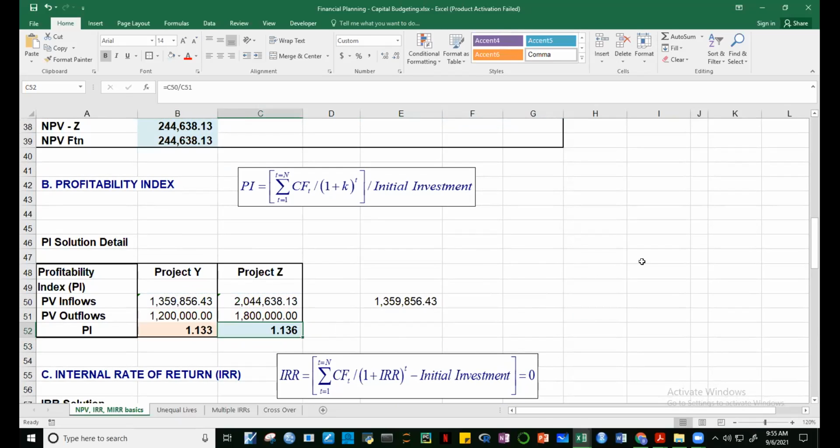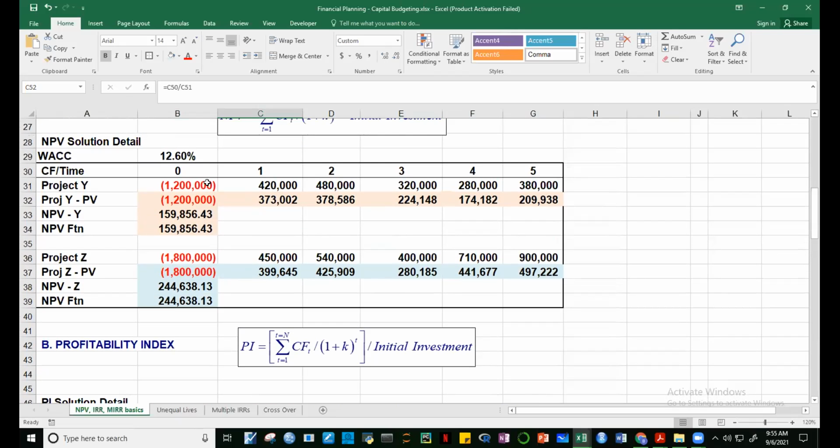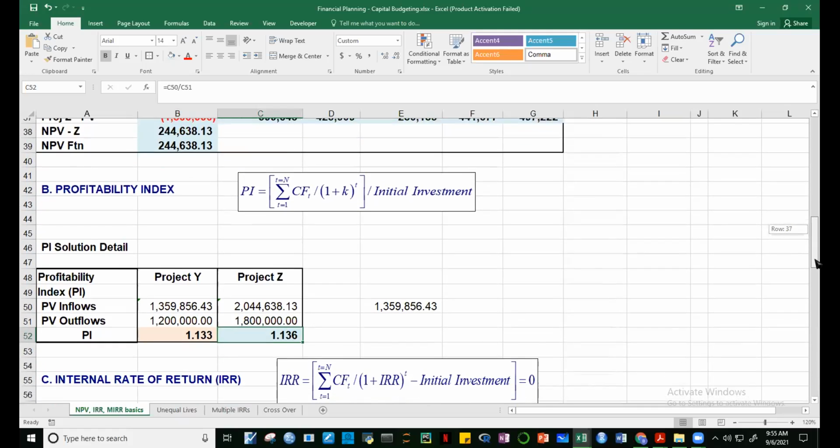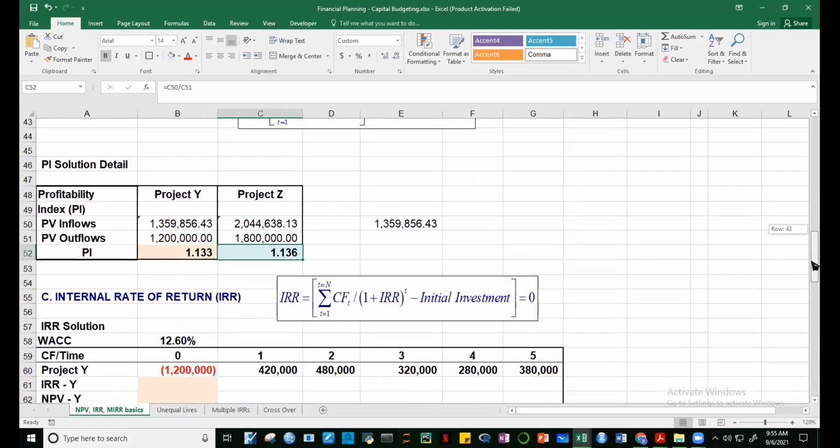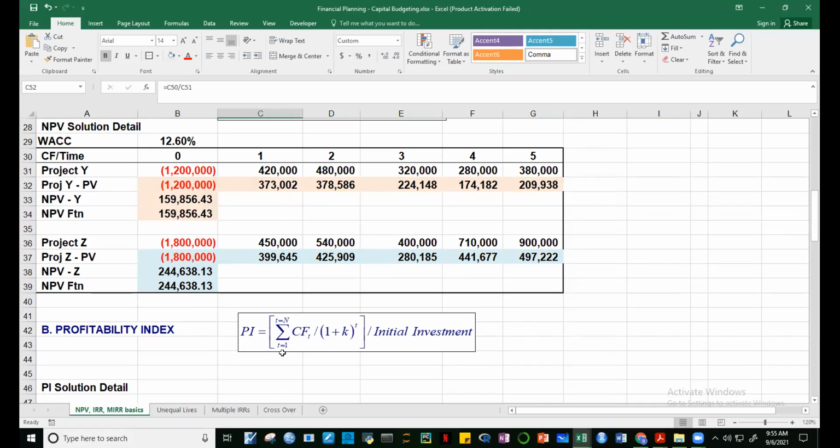Okay. Take a look at that, guys. We can use this now, yung profitability index, when the initial investments are different. So magkaiba yung initial investment, di ba? Yung isa 1.2 million, yung isa 1.8 million. So just by basing it on the NPV might not give us, let's say, accurate analysis.